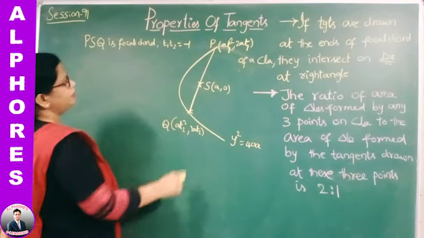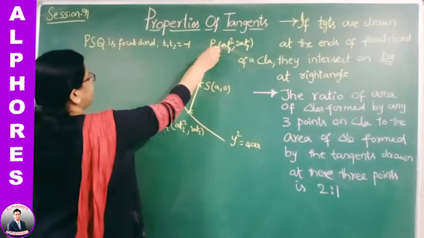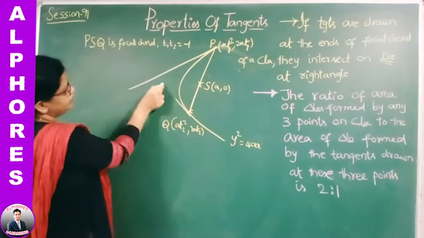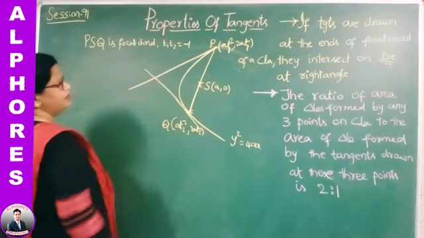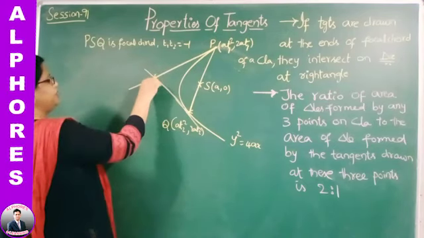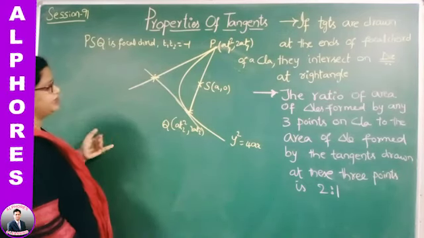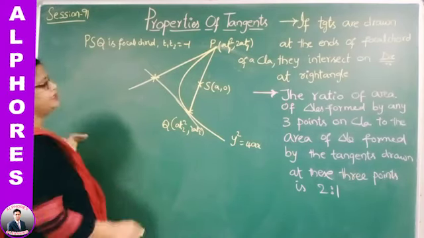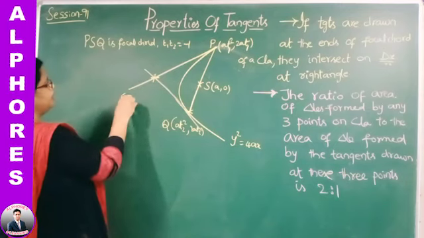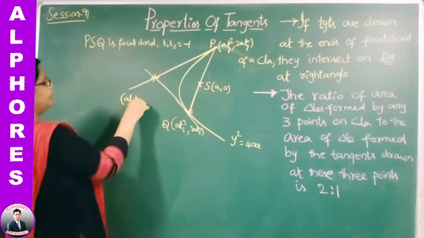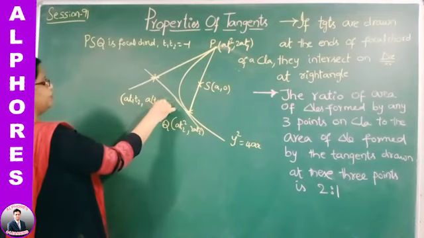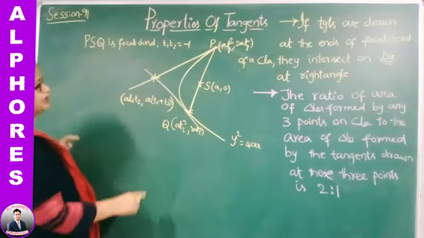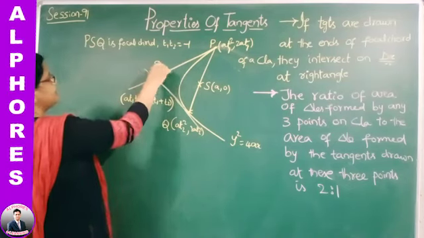Now they are telling: if a tangent is drawn at P, and again at Q another tangent is drawn, now these two are intersecting. Just now we have observed the formula of the point of intersection of tangents. So what is this formula here? a t1 t2 comma a into t1 plus t2. So this is the formula for the point of intersection of tangents. Now suppose I am taking this as R.